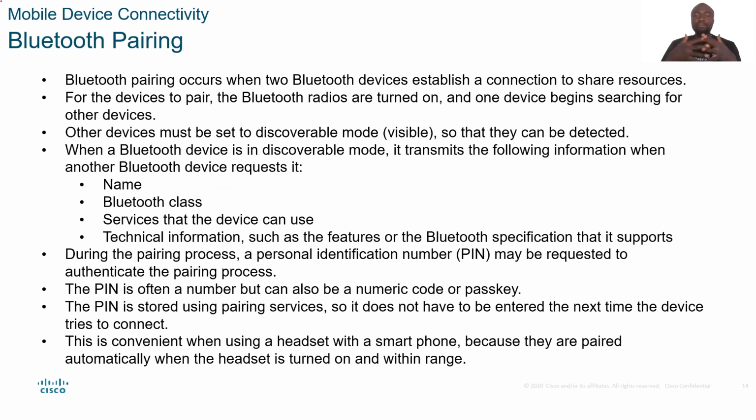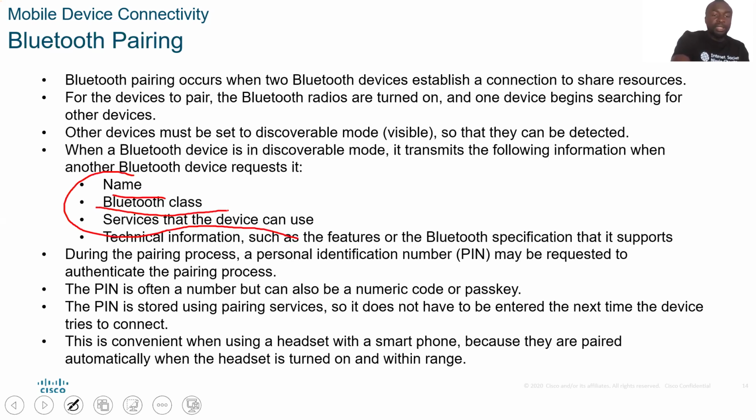So Bluetooth pairing occurs when two Bluetooth devices establish a connection to share resources. For the devices to pair, Bluetooth radios are turned on, and one device begins searching for the other. Other devices must be set to discoverable, which means they must be visible so that they can be detected. When a Bluetooth device is in discoverable mode, it transmits the following information. It will transmit the name, the Bluetooth class, the services that you can use, and even the technical specification.